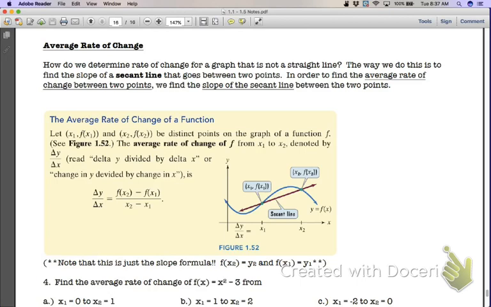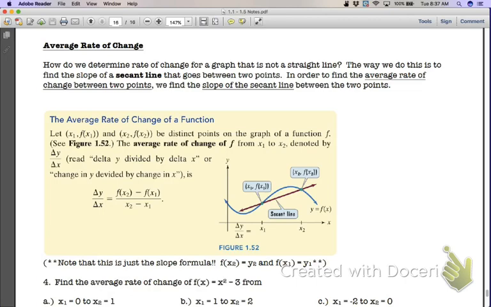Last thing is average rate of change of a function. We kind of started talking about this with the difference quotient in 1.3. So how do we determine rate of change for a graph that is not a straight line? Well, basically we're going to run a secant line. We're going to run a line through those 2 points and go from there. It's still slope. Okay? It doesn't change. It's just we have to figure out what our x and what our y value is.